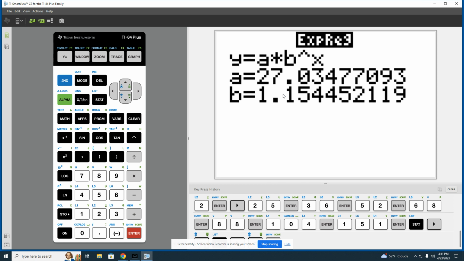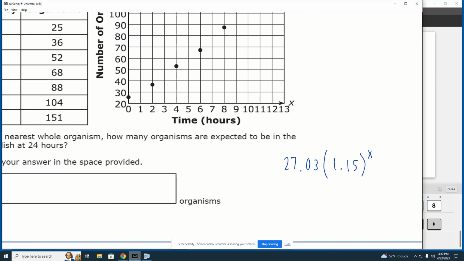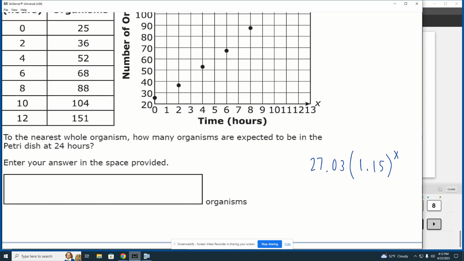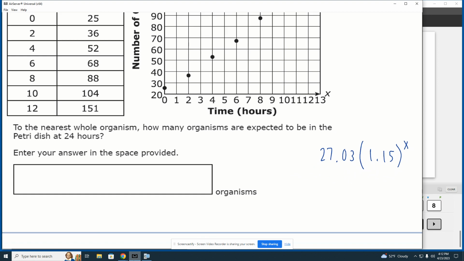A is 27. Let me write this down. It's 27.03, we'll round to 2 decimals, times B to the X. Well, B is 1.15 raised to the X. So my calculator wrote the equation for me. Now, to the nearest whole organism, how many organisms are expected to be in the Petri dish at 24 hours?